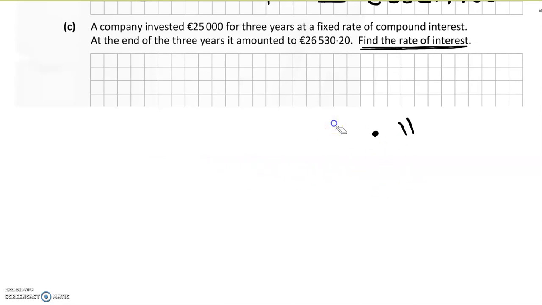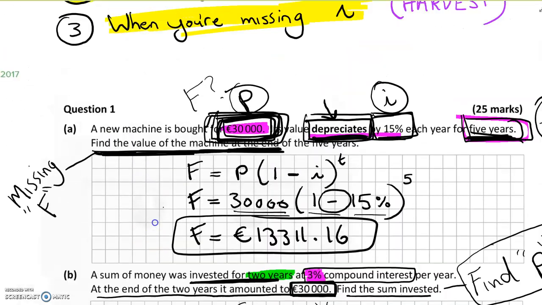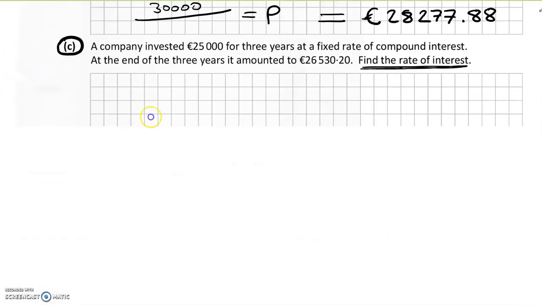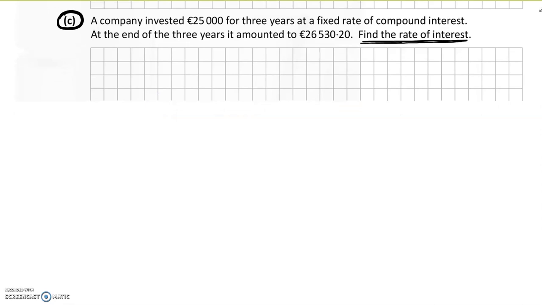To start off, we'll take a look at part C of a Leaving Cert question that came up back in 2017. Okay, so this came up a couple of years ago, and let's have a read of it. It says, a company invested 25,000 for 3 years at a fixed rate of compound interest. Full stop. So they're not telling us the compound interest. At the end of the 3 years, it amounted to 26,530. Find the rate of interest.